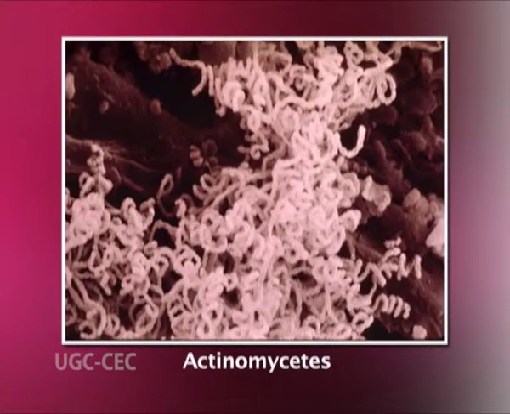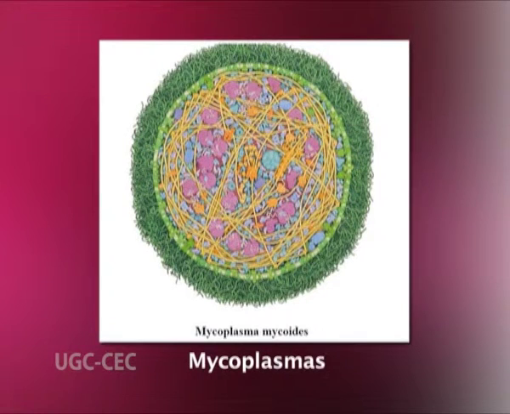Actinomycetes are branching filamentous bacteria, so called because of a fan-like resemblance to the radiating rays of the sun when seen in tissue lesions, from actis meaning ray and mykes meaning fungus. Mycoplasma are bacteria that are cell wall deficient and hence don't possess a stable morphology. They occur as round or oval bodies and as interlacing filaments.